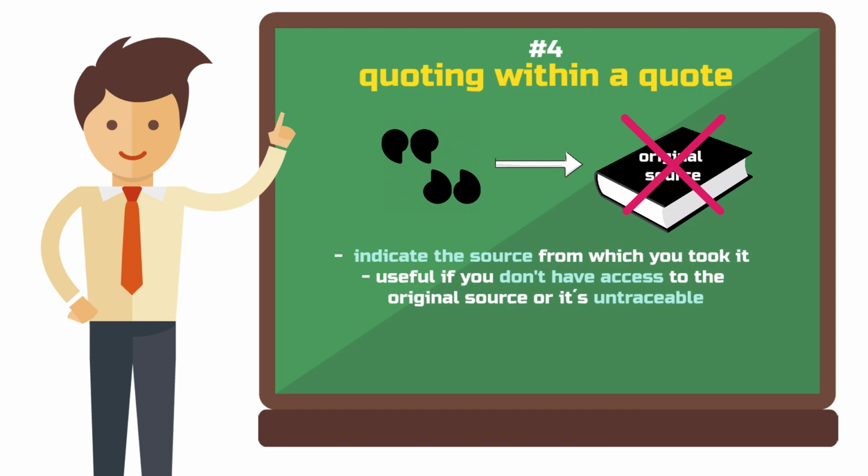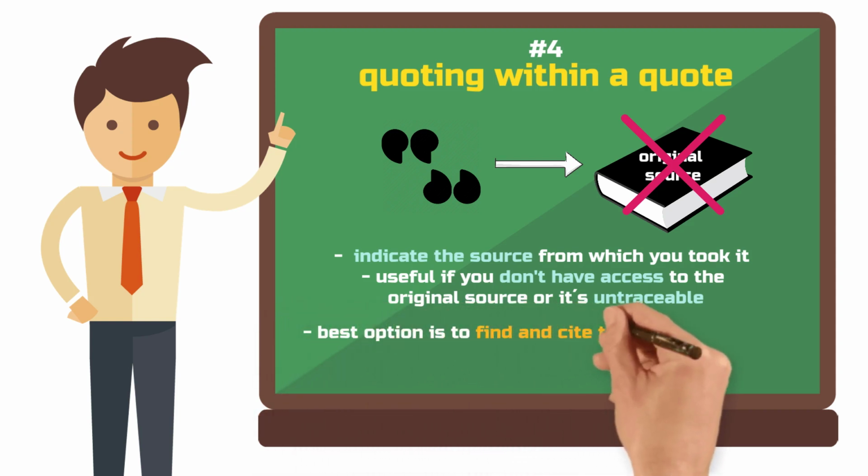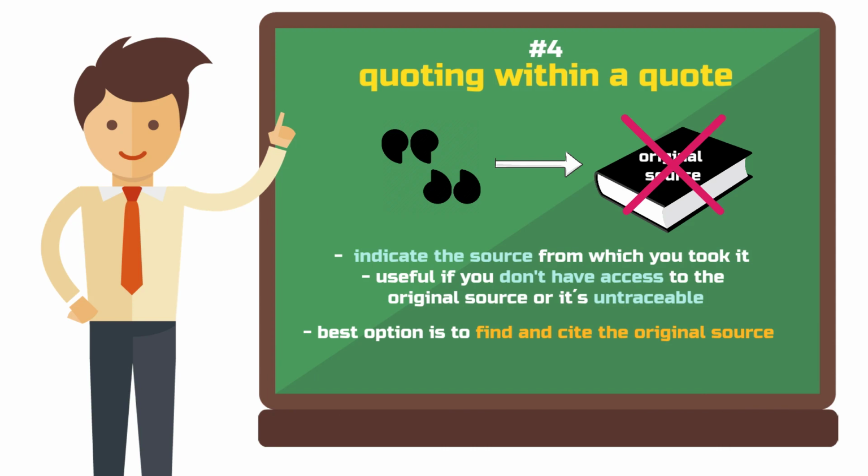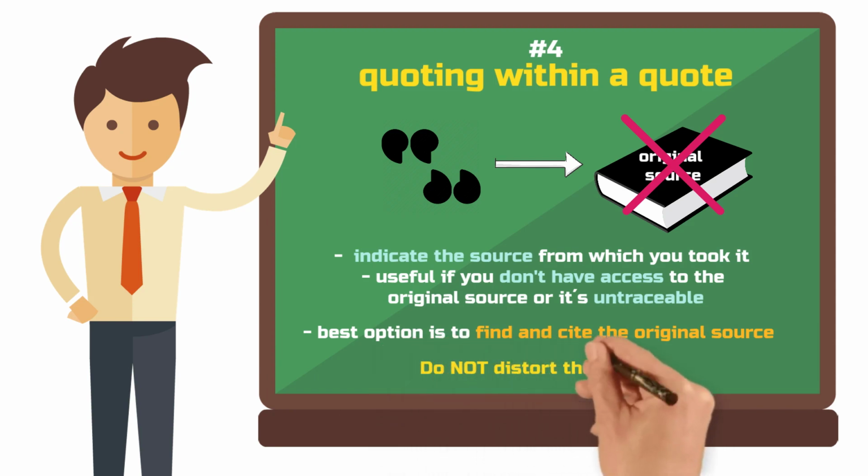Either way, you should not overdo it and repeat this approach too often. The best option is always to find and cite the original source. It is particularly important not to distort the original quote. To cite it correctly, don't swap words or take the original quote out of context.